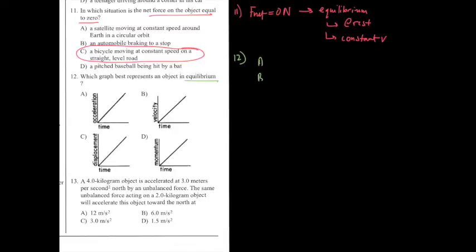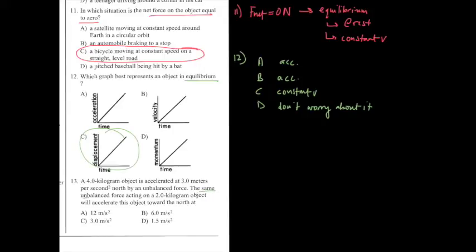Number 12 shows motion graphs, and we're looking for one that shows an object in equilibrium. So we're looking for constant velocity or at rest. So here I'm listing what they are for choices A, B, C, and D. A and B show acceleration, C is constant velocity, and D shows momentum over time. So don't worry about that. We didn't cover that at all yet. So the only one that's valid here is choice C.